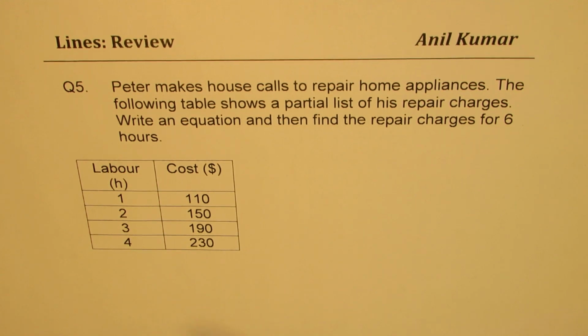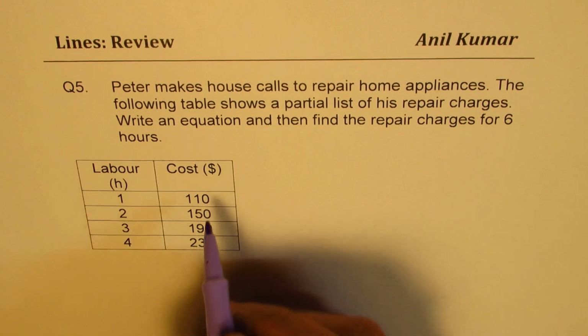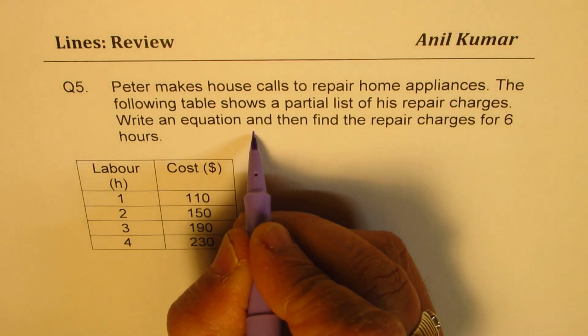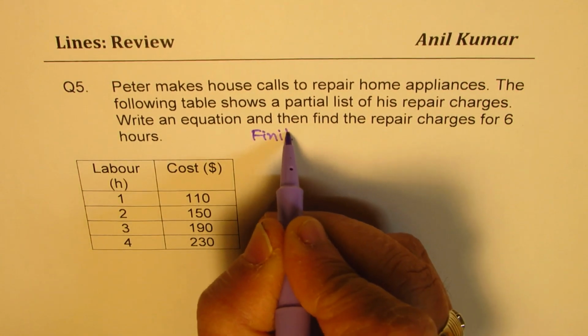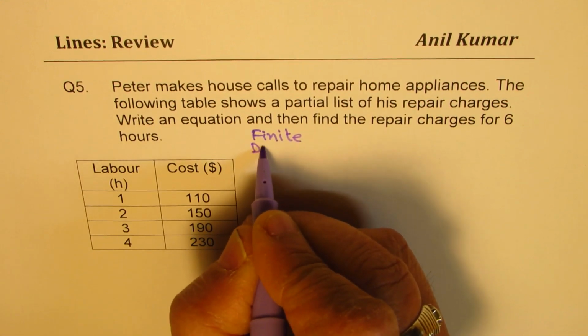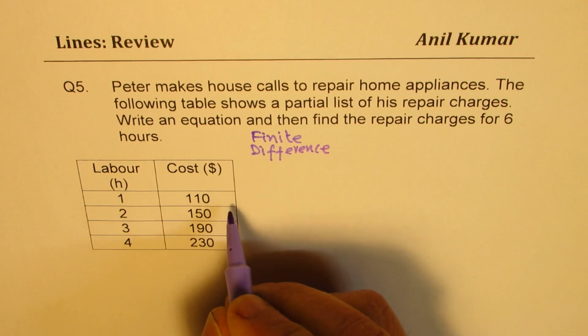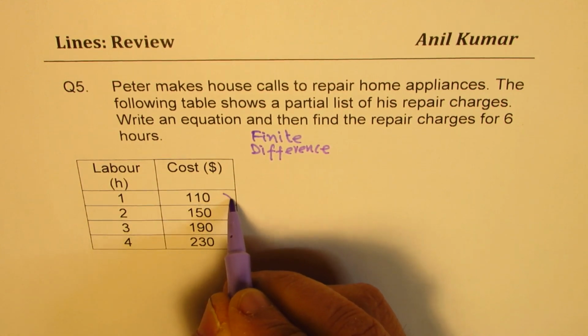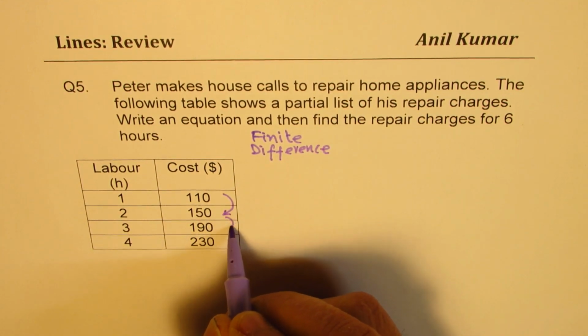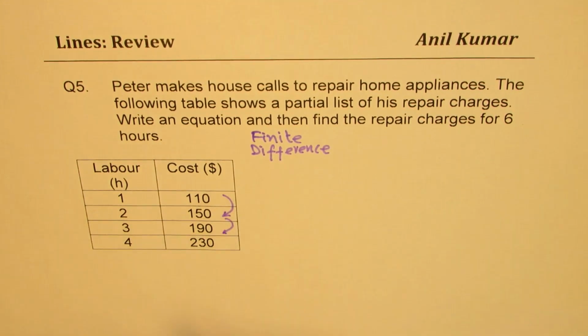Now what do you notice? Hours and the cost. If we find the finite difference, then it is easy for us to solve this question, correct? I hope you remember the concept. We're finding by how much it is increasing. Is it a constant amount?